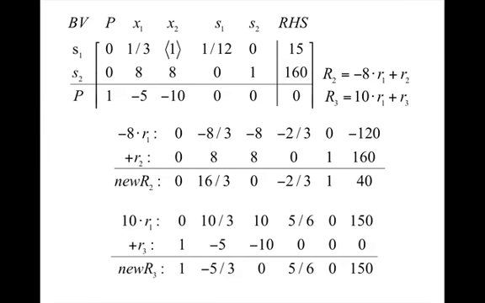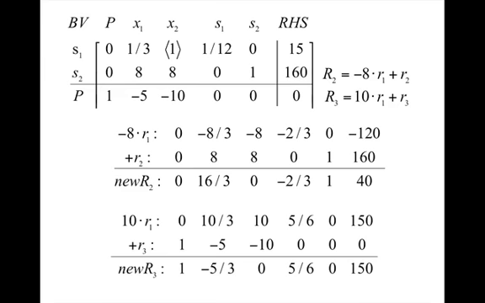Now 10 times row 1 gives me 0, 10/3, 10, 5/6, 0, and 150. When I add row 3, this is going to give me my new row 3. So 0 plus 1 is 1. 10/3 minus 5 is -5/3. 10 minus 10 is 0. 5/6 plus 0 is 5/6. 0 plus 0 is 0. And 150 plus 0 is 150.